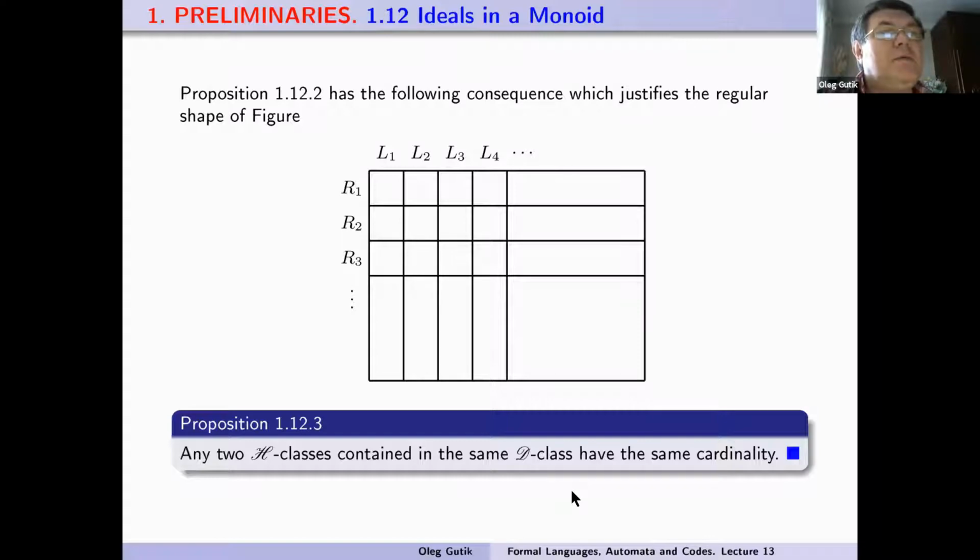So this proposition states that if you have some D class here, which is a union of L classes and R classes, and we consider some square which denotes an H class, then all two H classes in this D class have the same cardinality.